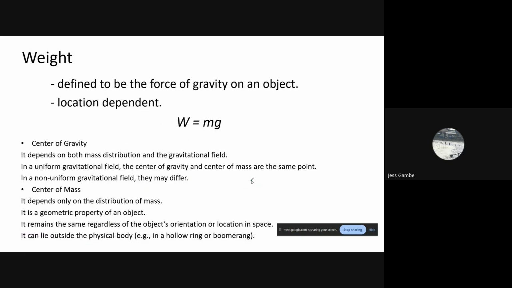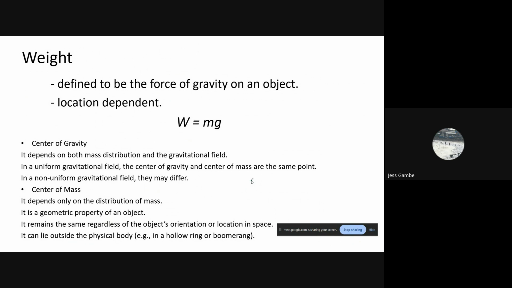Weight is defined as the force of gravity on an object, and it is location dependent. If you're at different locations on Earth, there is a small discrepancy in the value of gravitational acceleration. Only a small one. But if you compare being on the Moon or on the Earth, your weight would be different. You would feel lighter on the Moon. Hence astronauts, when they walk, tend to hop around.